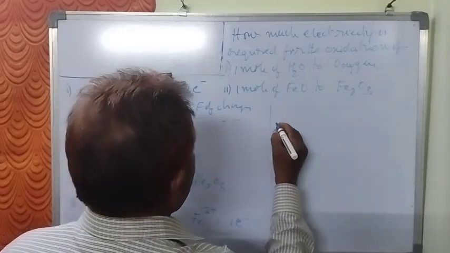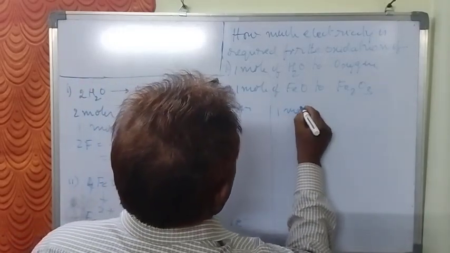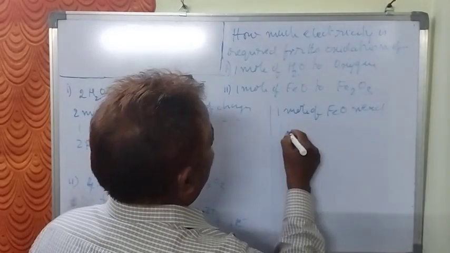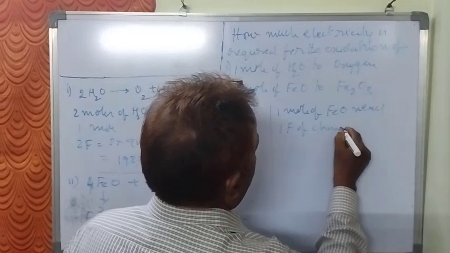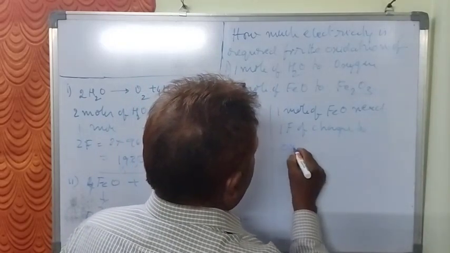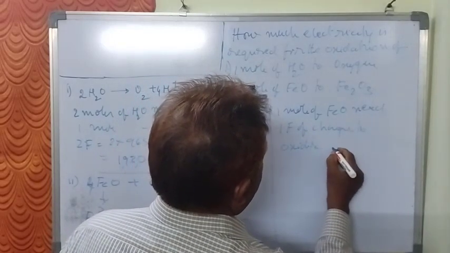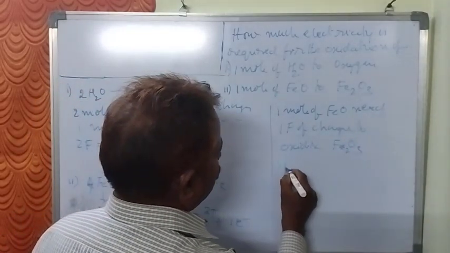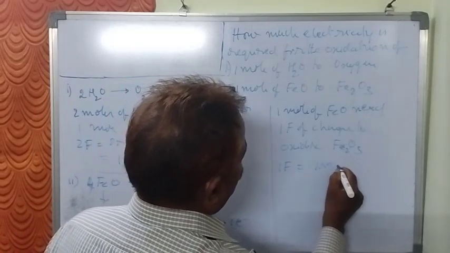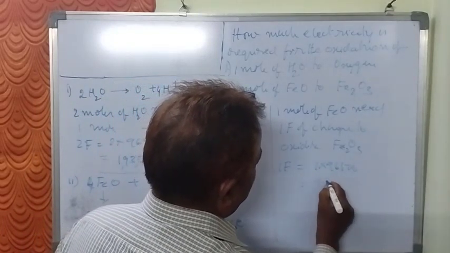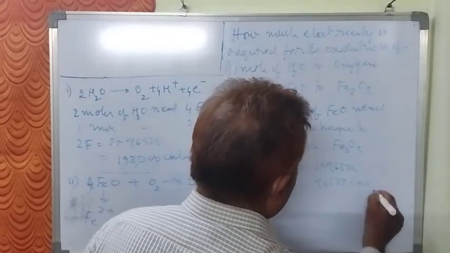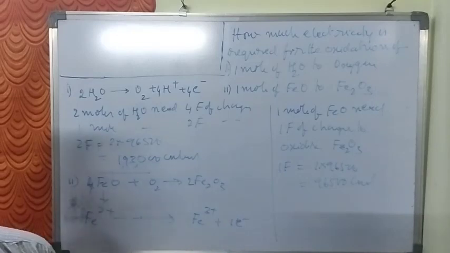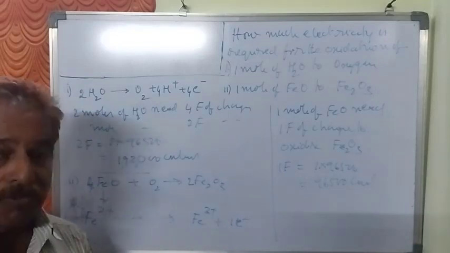Therefore 1 mole of FeO needs 1 Faraday of charge to oxidize to Fe2O3. So 1 Faraday of charge equals 1 into 96,500, that is 96,500 coulombs. So 1 mole of ferrous oxide needs 96,500 coulombs to oxidize into ferric oxide.